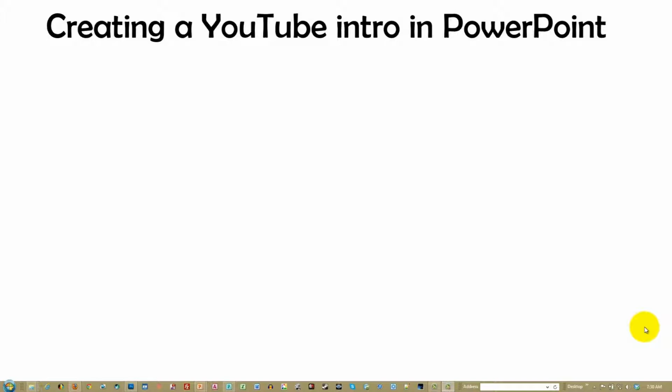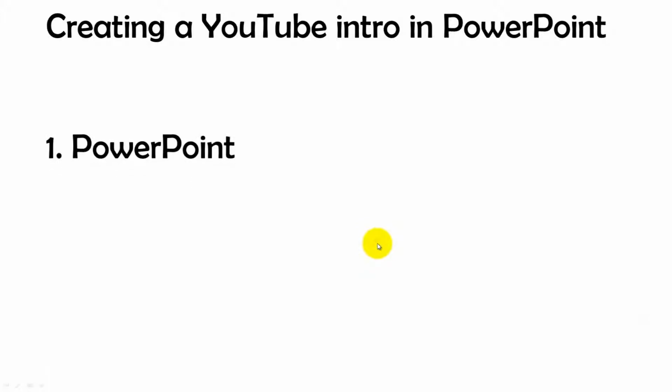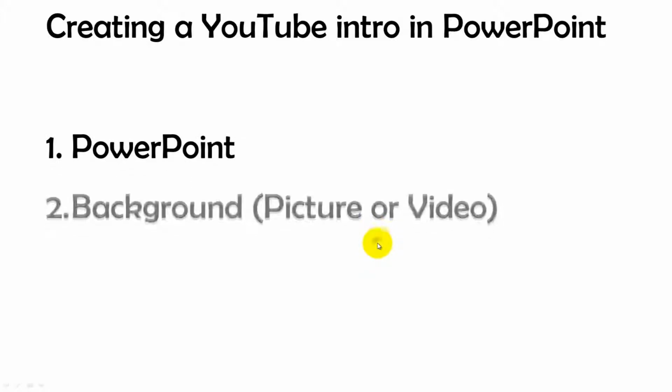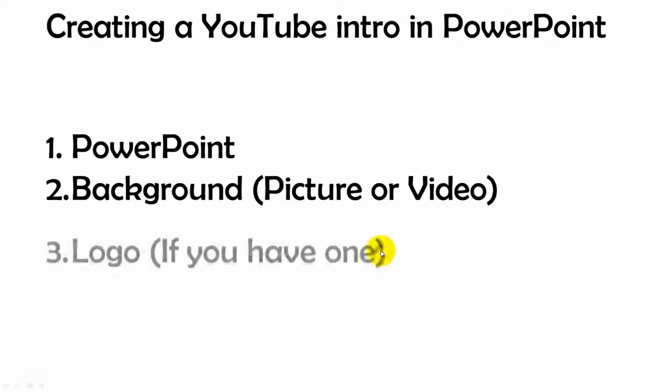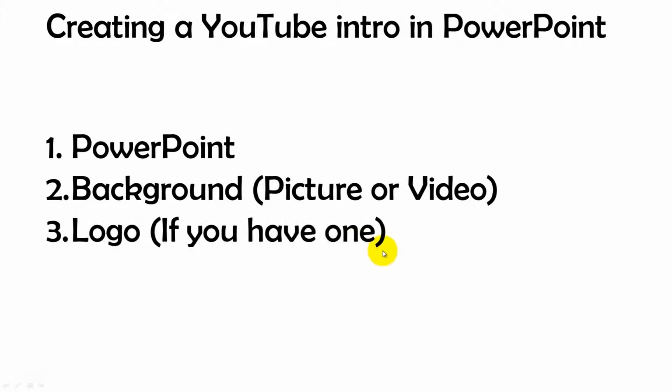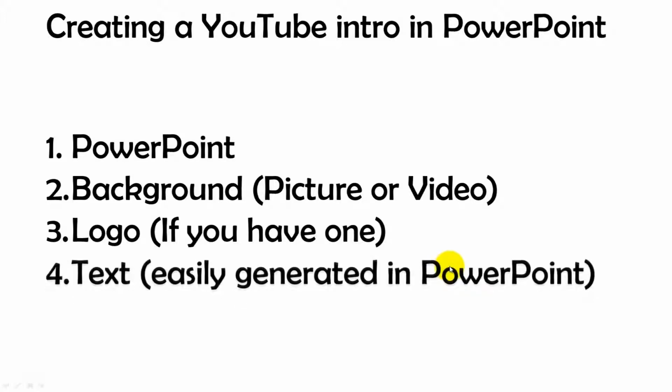So here we go. Here are the things that you're going to need to get the intro going with PowerPoint. First, you're going to need PowerPoint. Then you're going to need a background. It could be a picture or a video. Today we're going to be using a video. Then you're going to need a logo if you have one. And text, which obviously can be very easily generated within PowerPoint. So that's what we're going to need here.